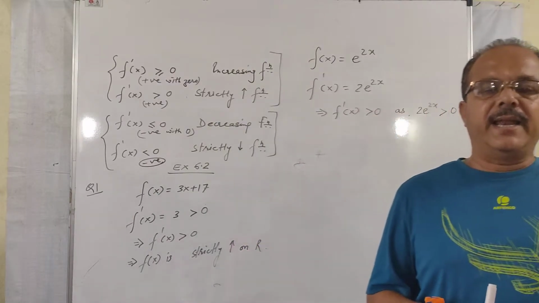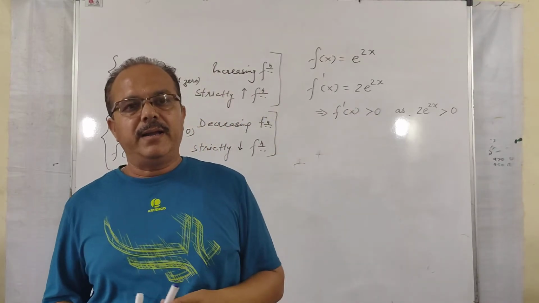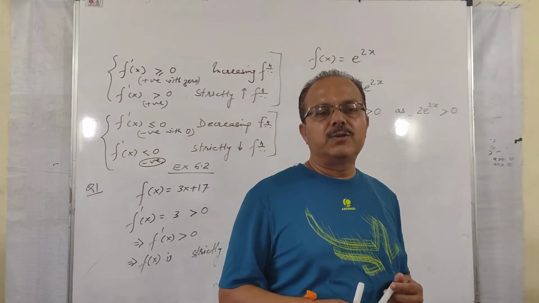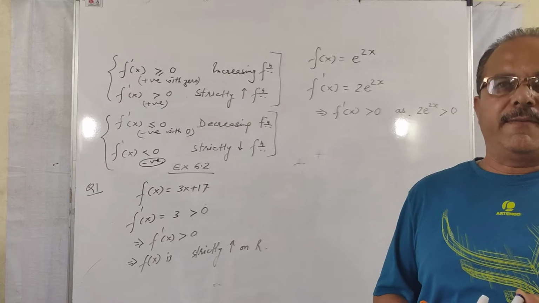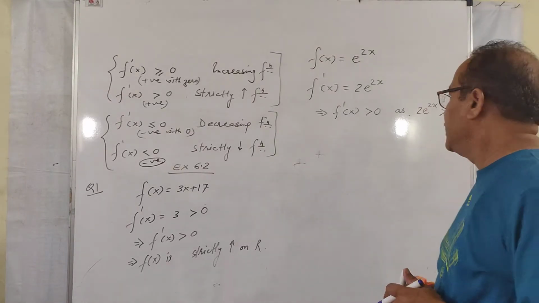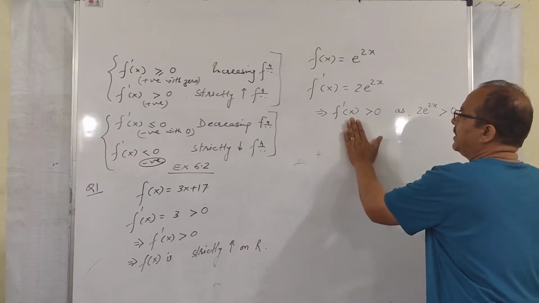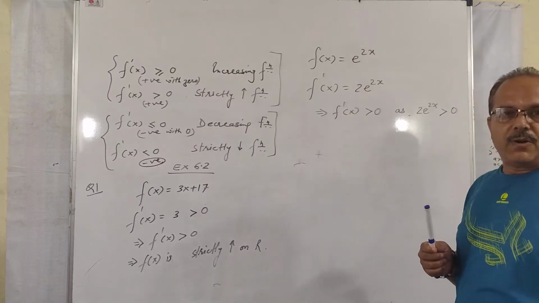E to the power x can never be equal to 0 because the base is constant, and if you take the power 0, then also you will get 1. So you will never get the value of e to the power x equal to 0. Remember this thing. That's why it may be positive but cannot be equal to 0.